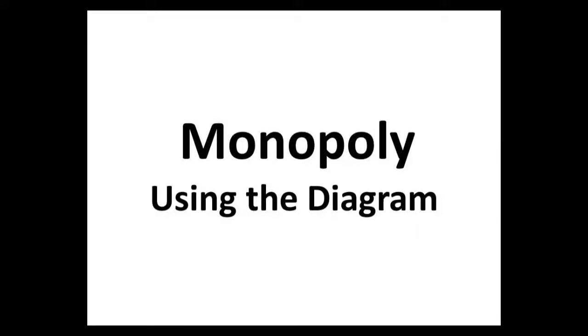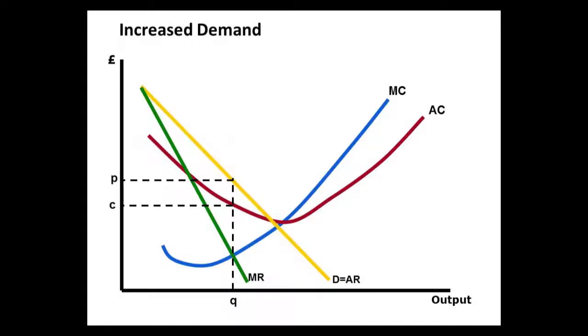This video takes the monopoly diagram that we've already drawn and explains how you might use it in an exam question, particularly as a higher level piece of micro-analysis. So there are three main ways we might use this diagram. The first is if there's been an increase in demand.